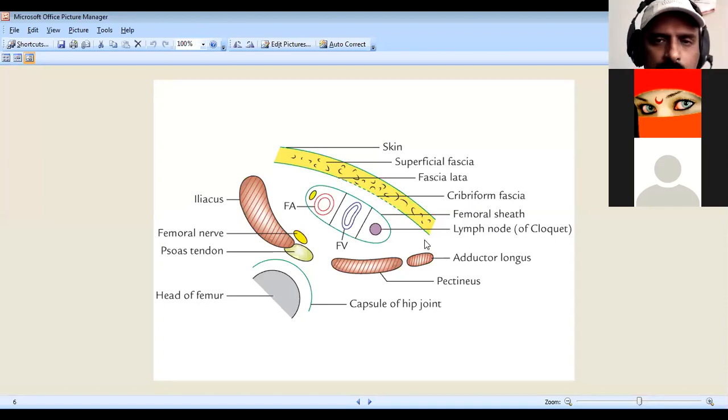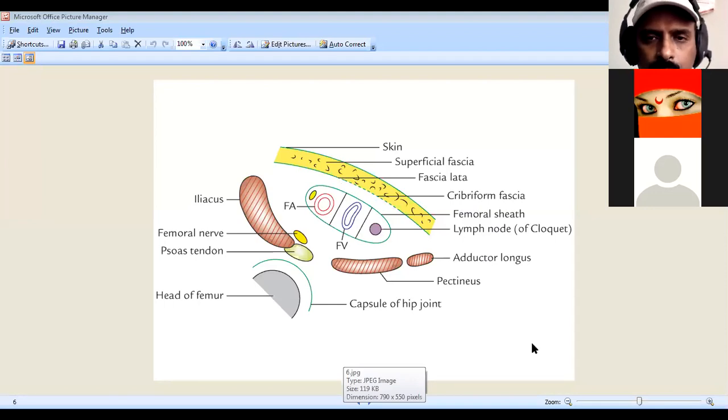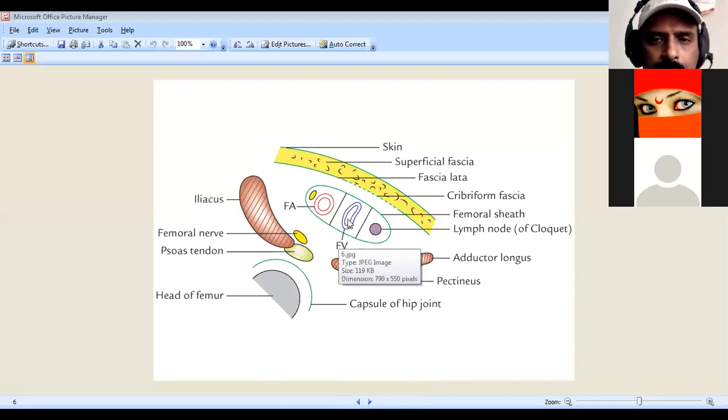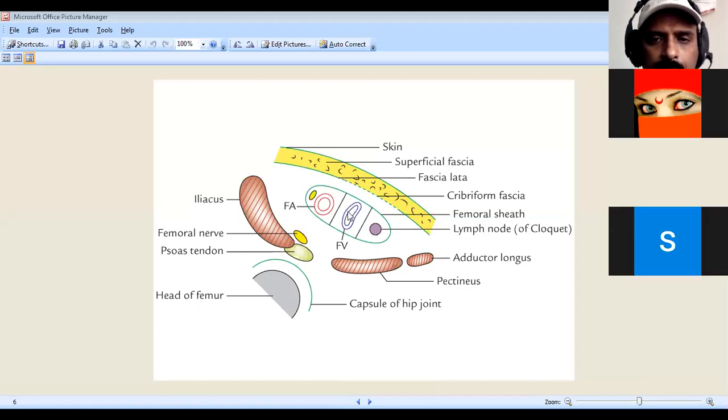So you have to remember the definition. Formation: it is a downward extension of the abdominal fascia, the fascia transversalis and fascia iliaca. As the gradual extension into the thigh occurs, the femoral sheath is formed. Next, you have to remember the compartments: medial compartment, intermediate compartment, and lateral compartment. The medial compartment contains the lymph nodes, the intermediate contains the femoral vein, and the lateral compartment contains the femoral artery and nerve.